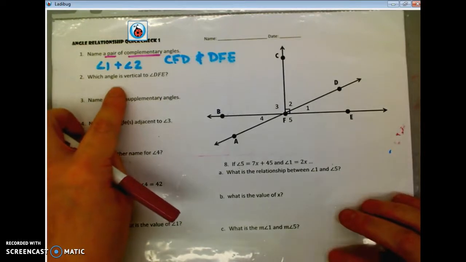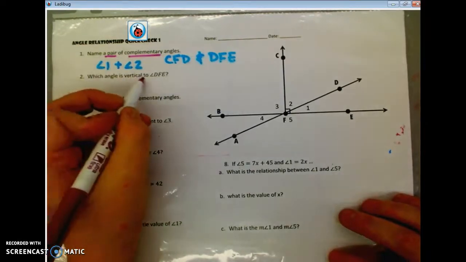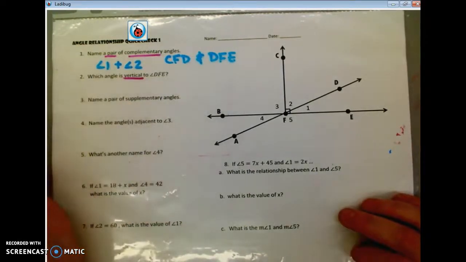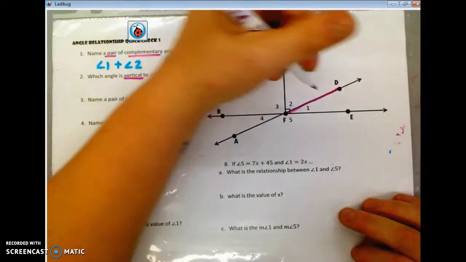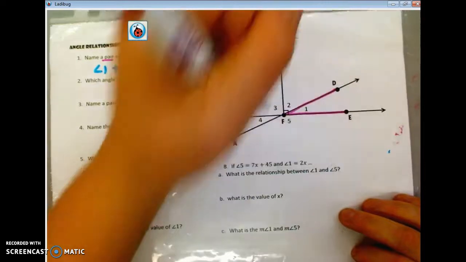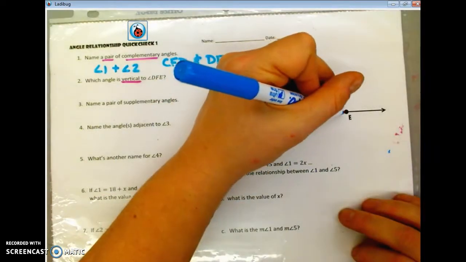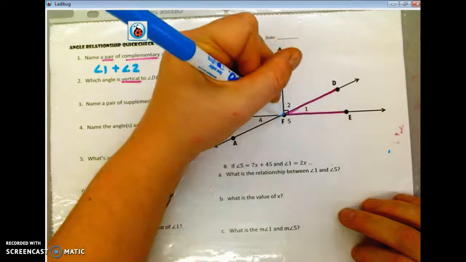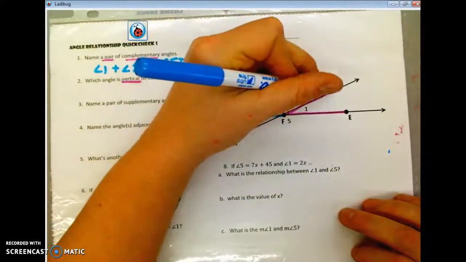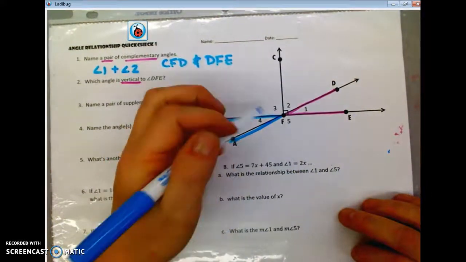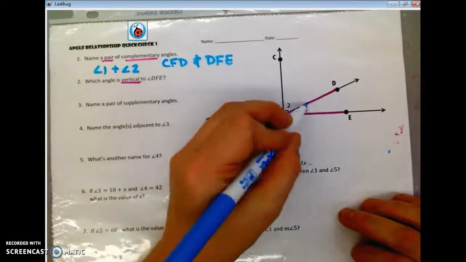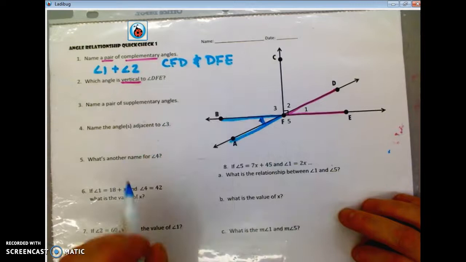Number 2, which angle is vertical? Vertical means that they are angles that are opposite each other. So we have angle DFE. If we were to just continue this angle, like keep it going past the vertex, and draw this line past the vertex, notice the new angle that was formed. It looks like wings. That is the vertical angle.